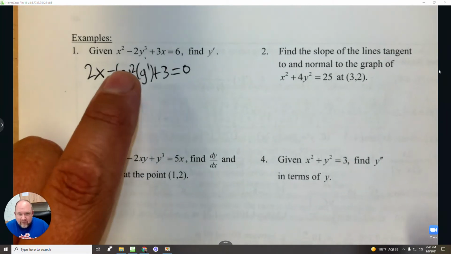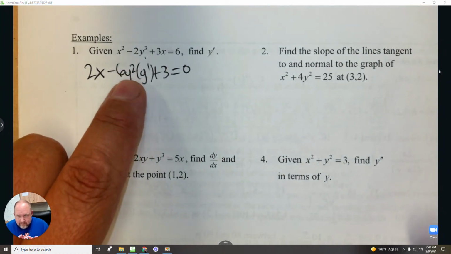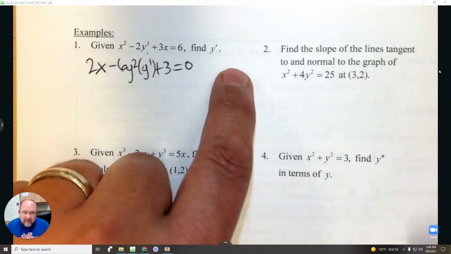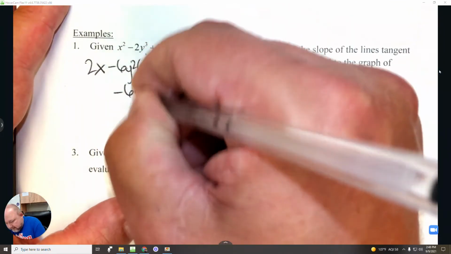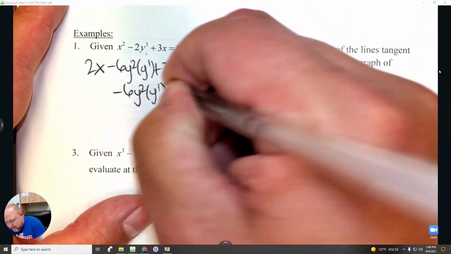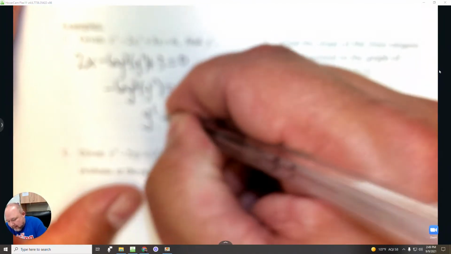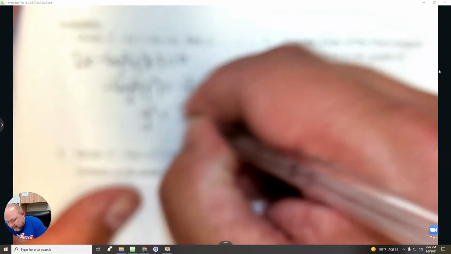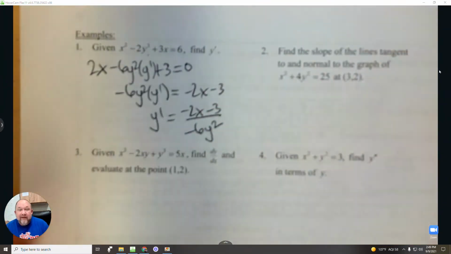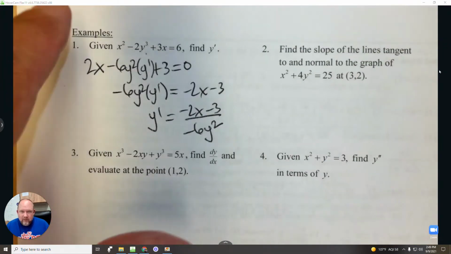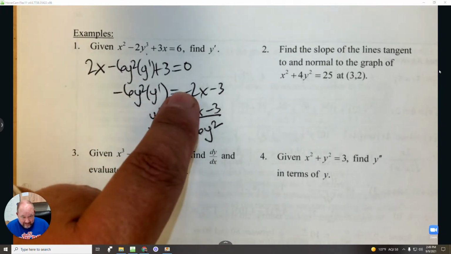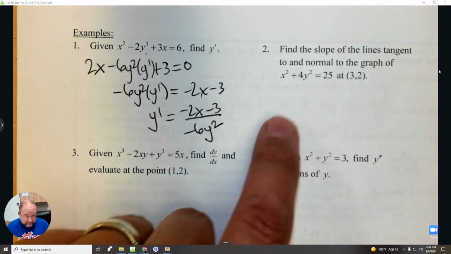Now, if it has a y prime, it's staying, but if it doesn't, we're going to subtract everything else to the other side. So we have negative 6y squared y prime. I'm going to subtract 2x, I'm going to subtract 3. And then to get y prime by itself, I'm going to divide by negative 6y squared. It is common that when you take the derivative implicitly, x and y will both be in your answer.